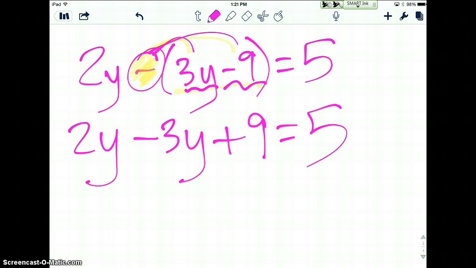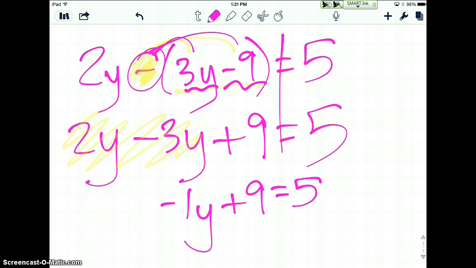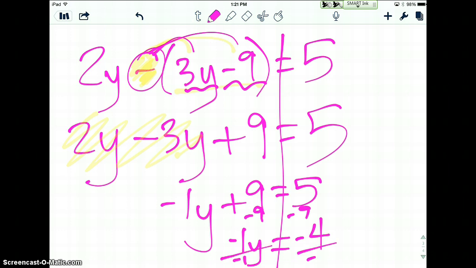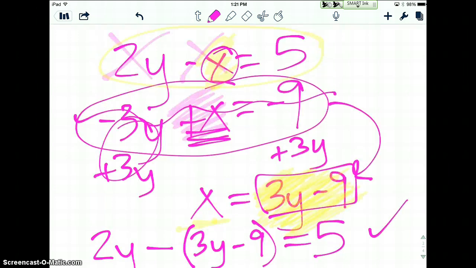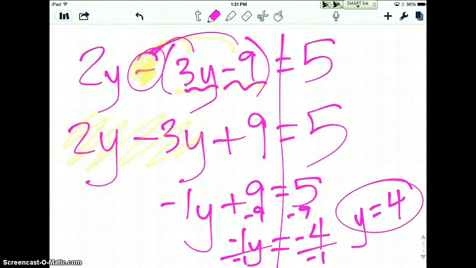And now I'm going to use simplifying, combining like terms, because these can be combined. And 2 minus 3 is negative 1. And then from there, I'm going to use the subtraction property of equality, and I'll be at negative 1y equals, so I'm subtracting 9. 5 minus 9 is negative 4. And then I'm going to use the division property of equality, divide by negative 1, and y equals 4. And the problem, as you know, is not done, because we have two variables to solve for. We need to figure out what x is also.